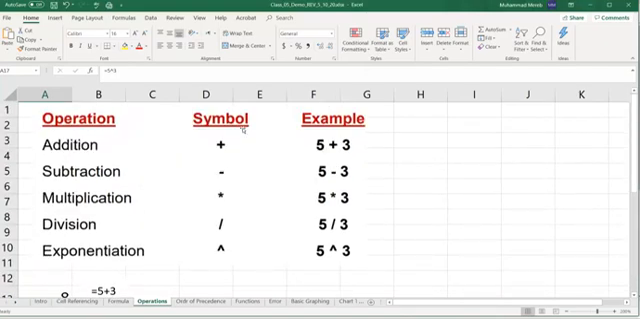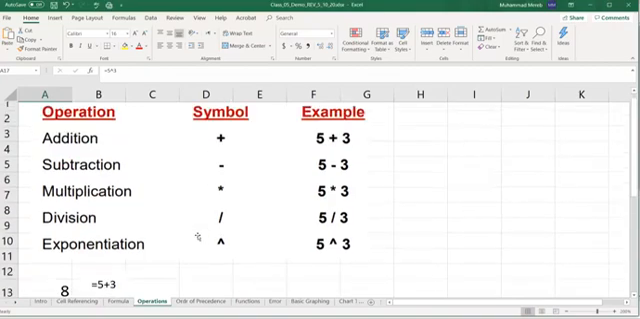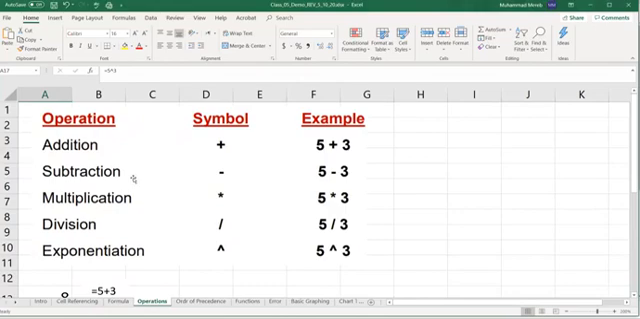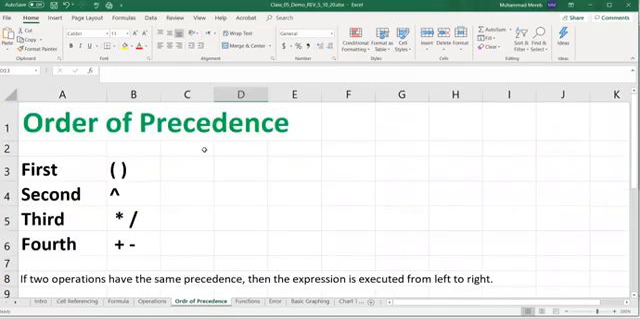Remember these operations. We will learn later about other relational and conditional operations, but these are the mathematical operations that we will be using throughout the semester. It's important to know that if we are faced with one of these in a formula, they have different precedence, so you have to know which one to do first. And this is the order of precedence.